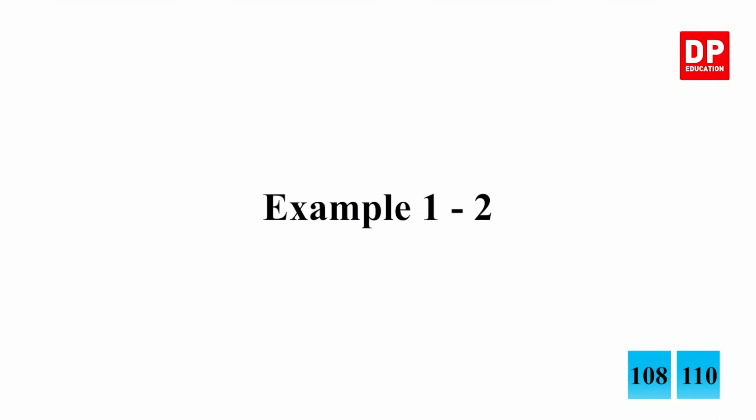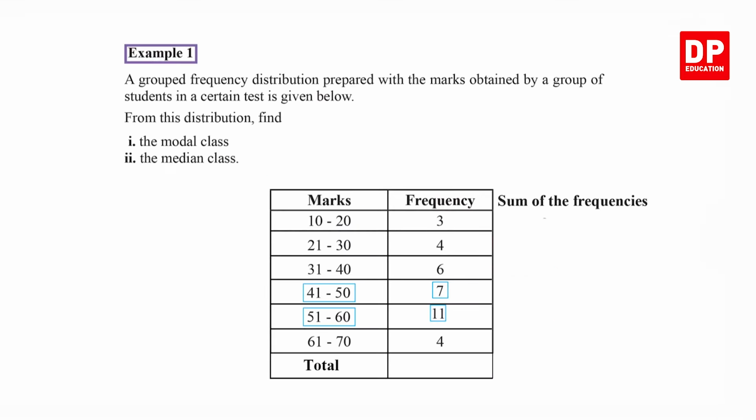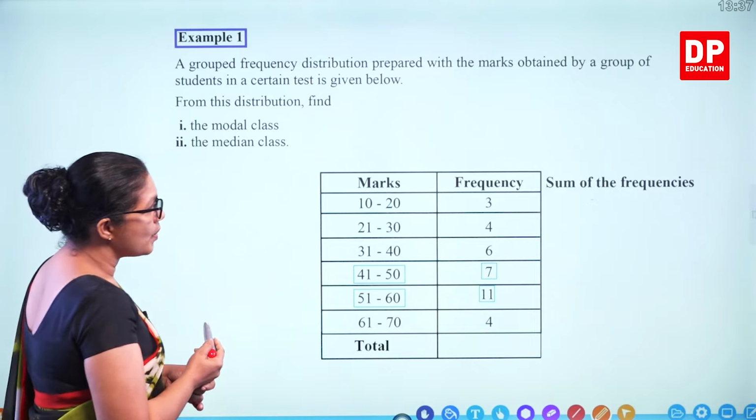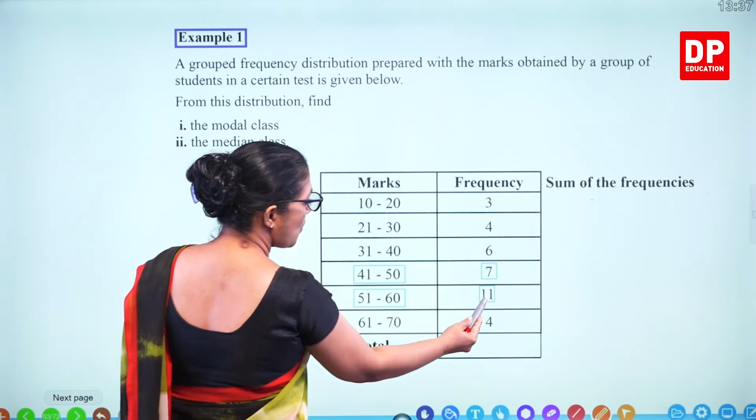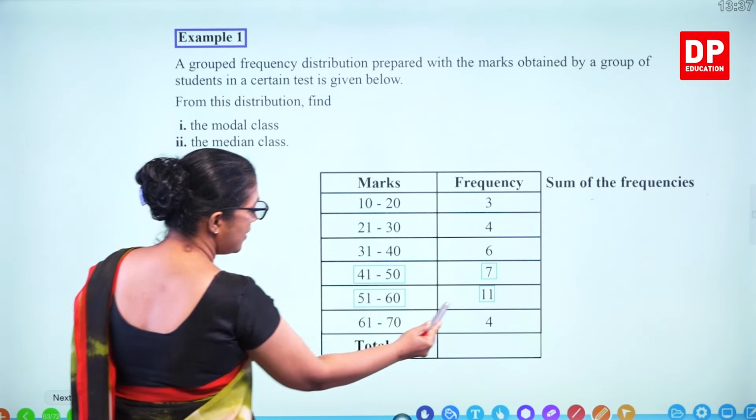Example number 1. A group frequency distribution prepared with the marks obtained by a group of students in a certain test is given below. From the distribution, find the modal class. So one which has the highest frequency. Look at the frequency table. What's the highest one? 11. So we call this the modal class. 51 to 60 is the modal class, one which has the highest frequency.